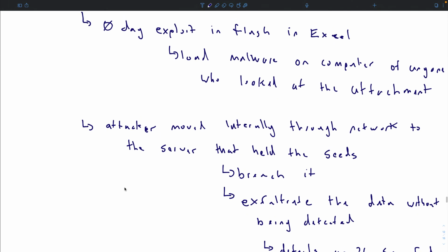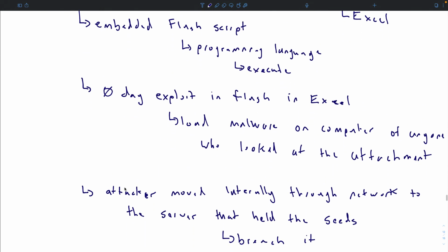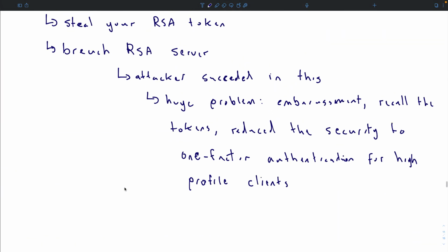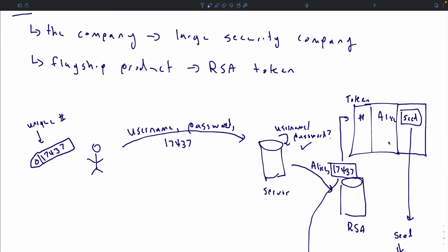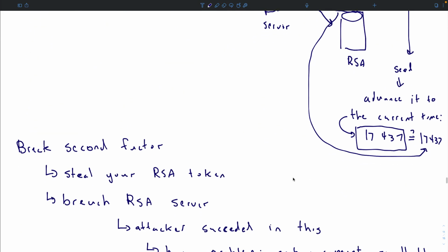This is absolutely not trivial at all. But somehow, with that toehold in that one computer, they were able to start a technical attack where they spread through the network, and they eventually ended up on the target machine, the server that had all the seeds on it. Okay. Now they're not quite done.